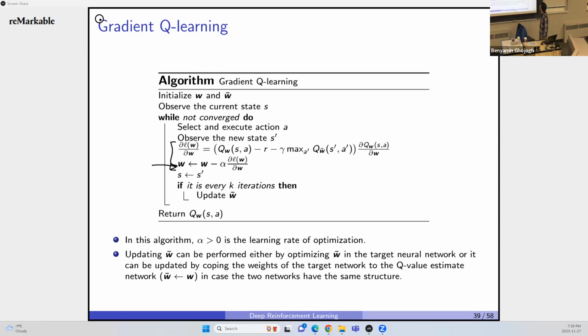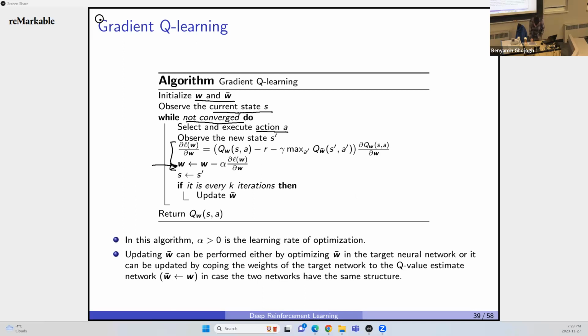Okay, so now this is what we have. Initialize W and W bar. Observe the current state S while not converged. What do I mean by converged? Because the loss function of the neural network oscillates, right? It's going down, but it oscillates. Gradually, it stagnates and it becomes very low. That's convergence. Select and execute the action A, again, either epsilon greedy, right? Epsilon greedy.